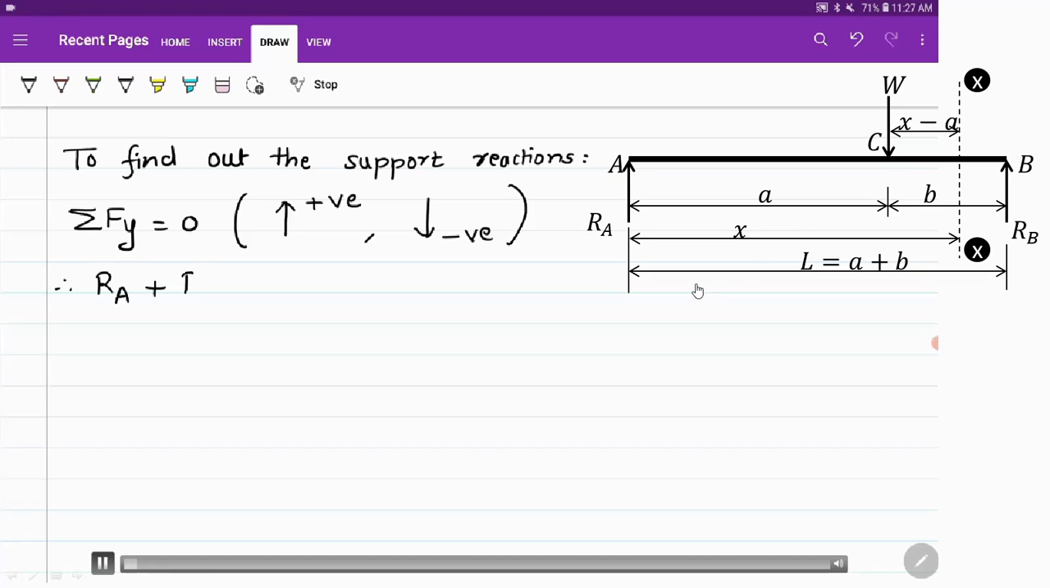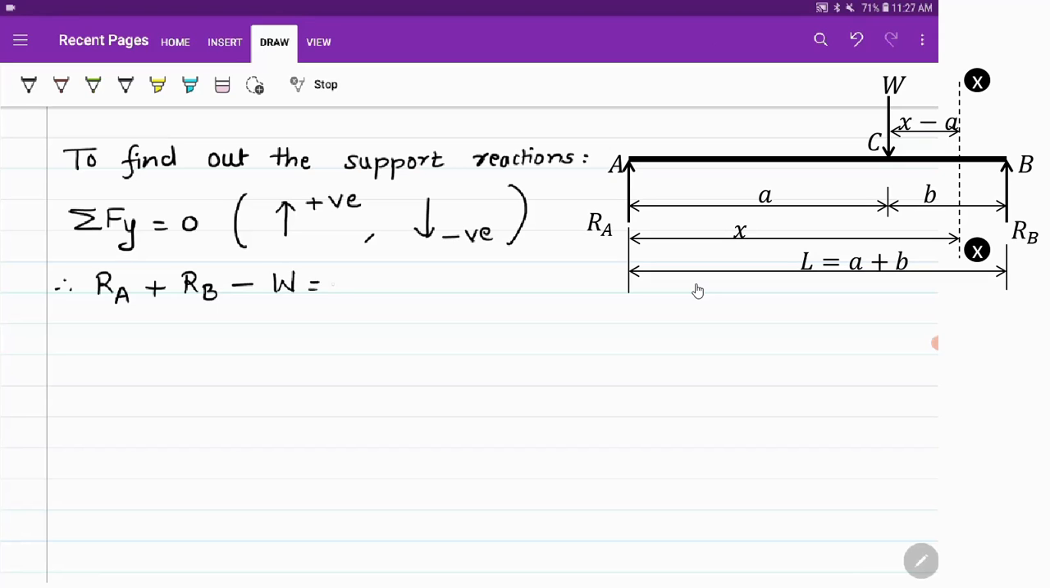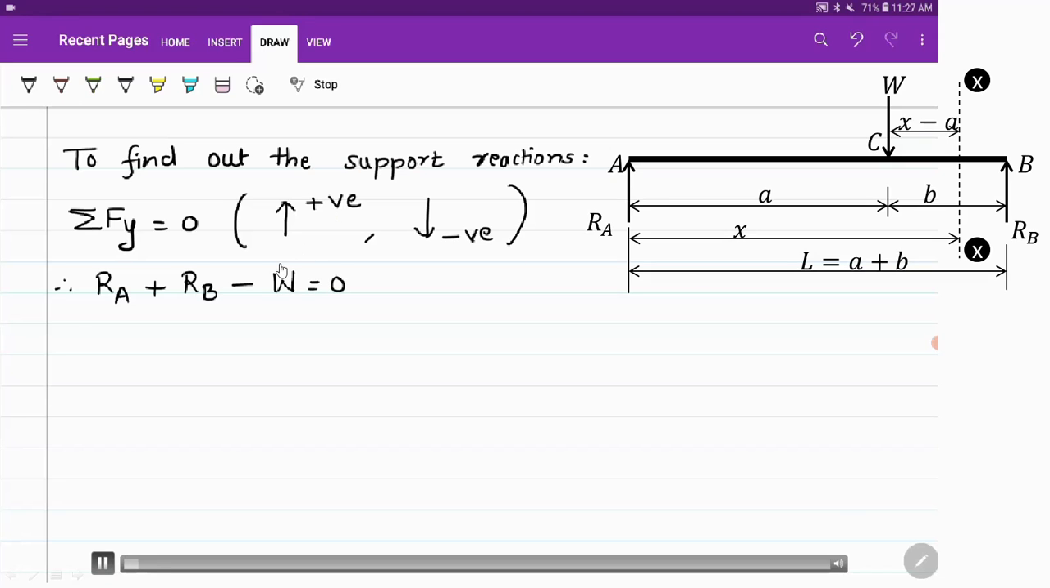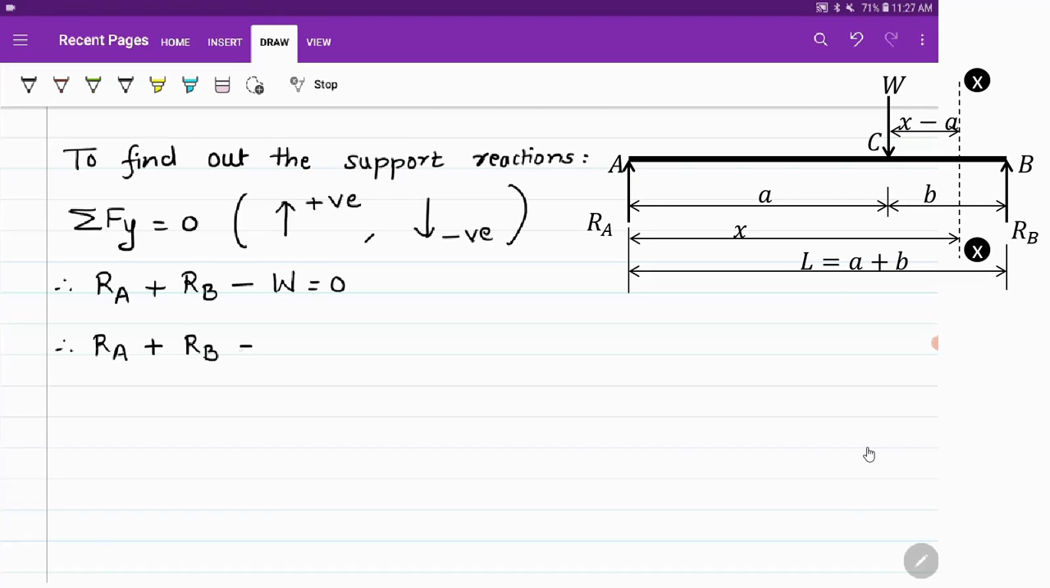So RA plus RB minus W is equal to 0, or we can say that RA plus RB is equal to, transfer this negative W on the other side, it will become positive. So RA plus RB is equal to W. That is our first equation.